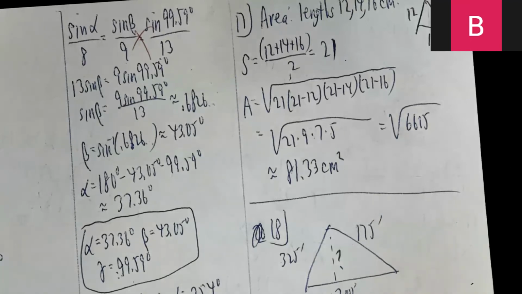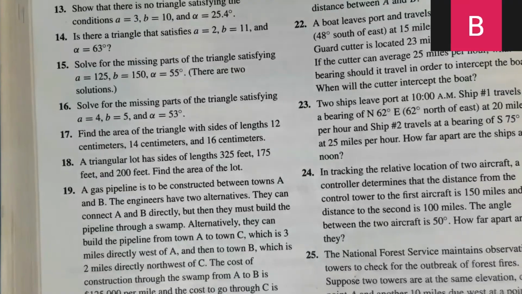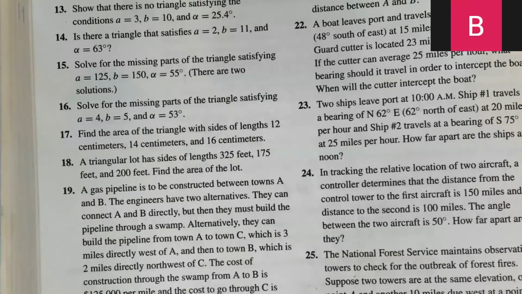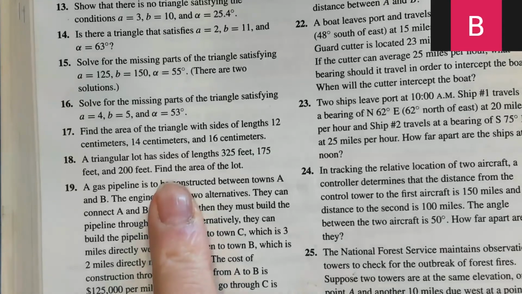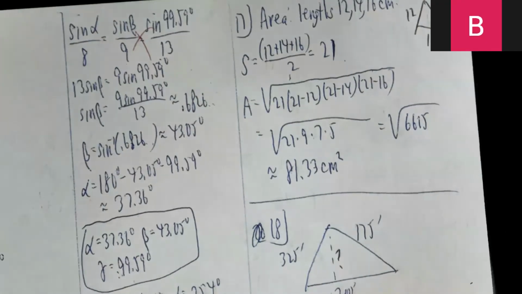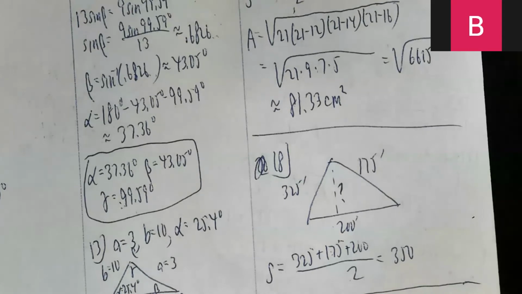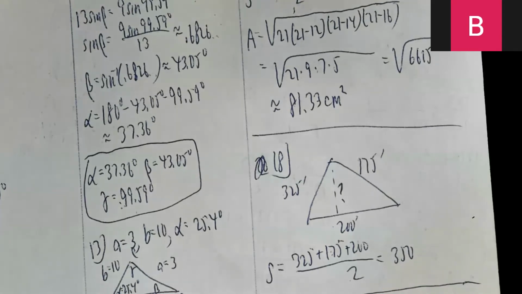Okay, I'll show you one more that's like that. I know it's an even problem, but let me give you an example of how that works. Bigger numbers, 18. A triangle lot, 325, 175, and 200. Find the area. So it's going to be square feet. Okay, so here's the picture. 325, 175, and 200.